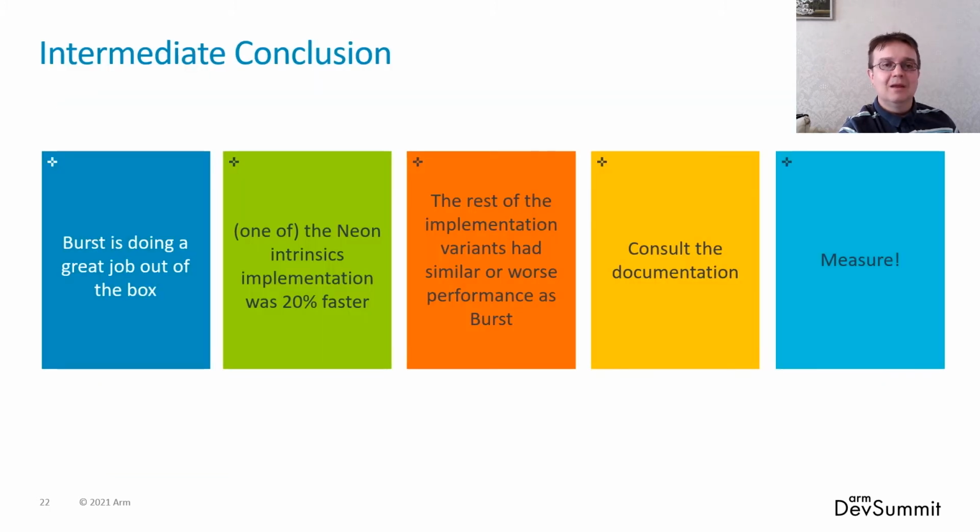Fantastic. Okay, so we just realized that Burst is doing a really great job. We've written 7 new Intrinsics implementation variants in C#, and one of them was 20% faster than bursted code. Great result. However, the remaining 6 had performance same as Burst or even worse, so some effort and experience is needed to write efficient Neon code, even for the simplest example. But the effort is worth it. 20% improvement on dot product is a great result brought to you by using C# Neon Intrinsics.